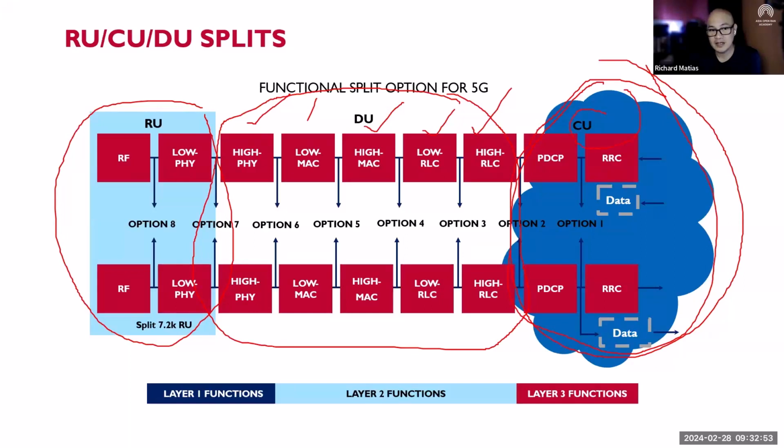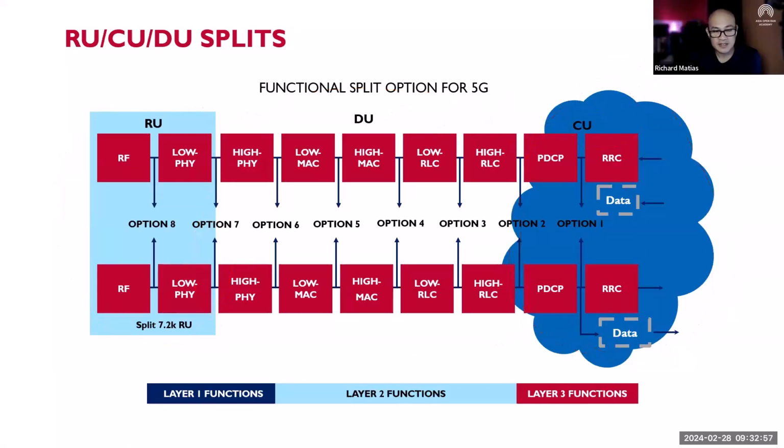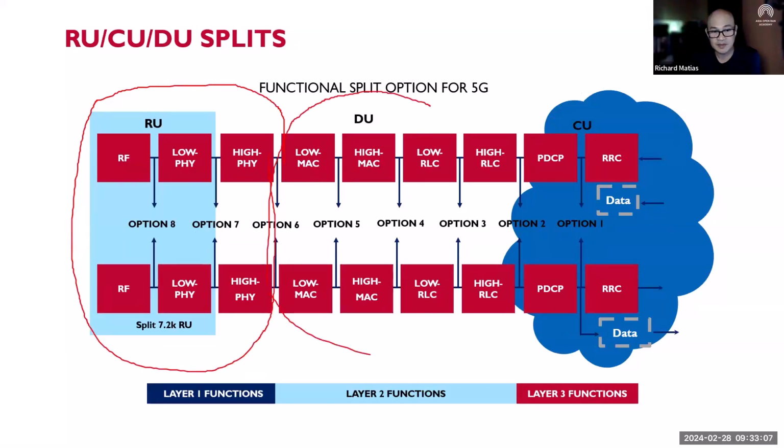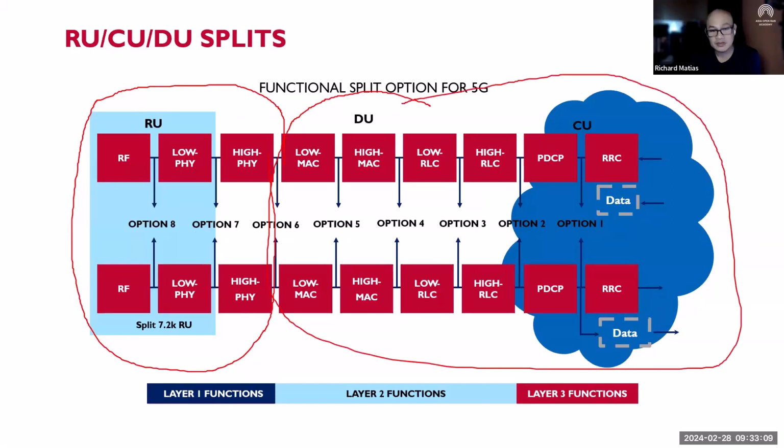And then there are cases where, for example, in a massive MIMO component, you are defining like this, the option 6. And most of them are combining these two. So this is another type of split. This is what we call the option 6 split. So this is how the split is happening.